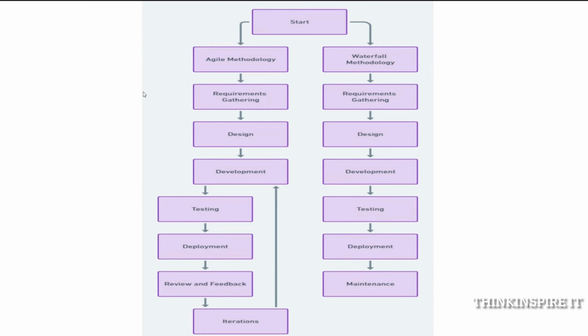This agile methodology will follow a parallel manner. Development can happen at the same time as testing can happen. It doesn't follow a sequential pattern. So this was the difference between agile methodology and waterfall methodology.